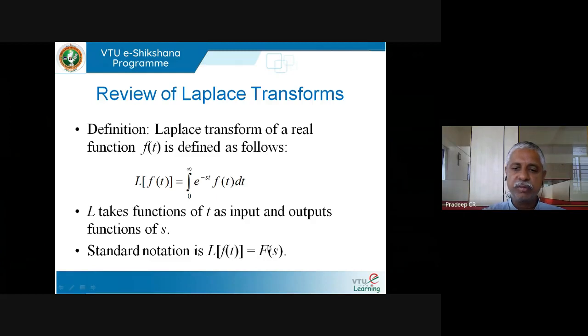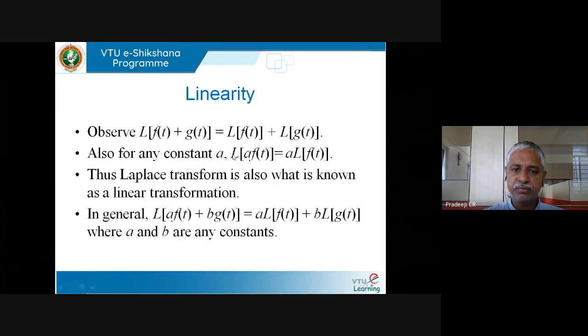And one of the most important properties which we have exploited, which we have used, is linearity. The Laplace transform is a linear transformation, which means if you give me two functions, f and g, L of f(t) plus g(t) is L of f(t) plus L of g(t). And similarly, if you give me any real number, or even complex number, L of A f(t) is A times L of f(t). So these two properties together constitute what is known as the linearity property. Since Laplace satisfies these two properties, we say Laplace is a linear transformation.